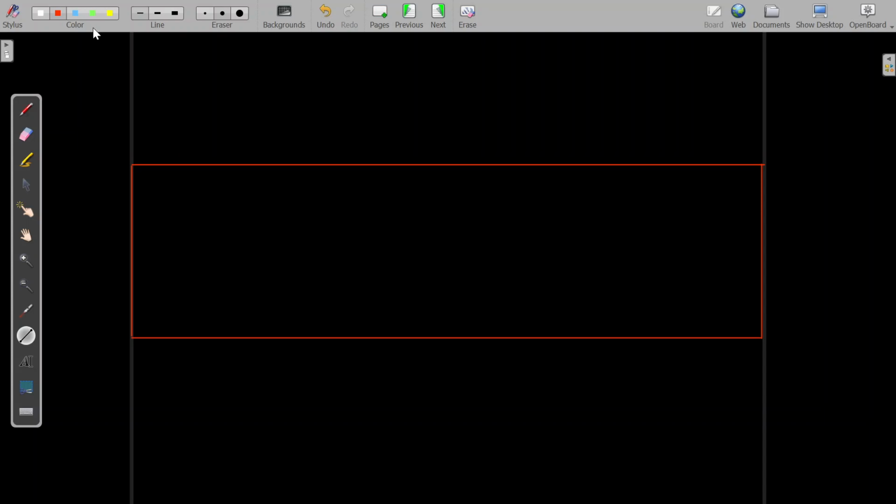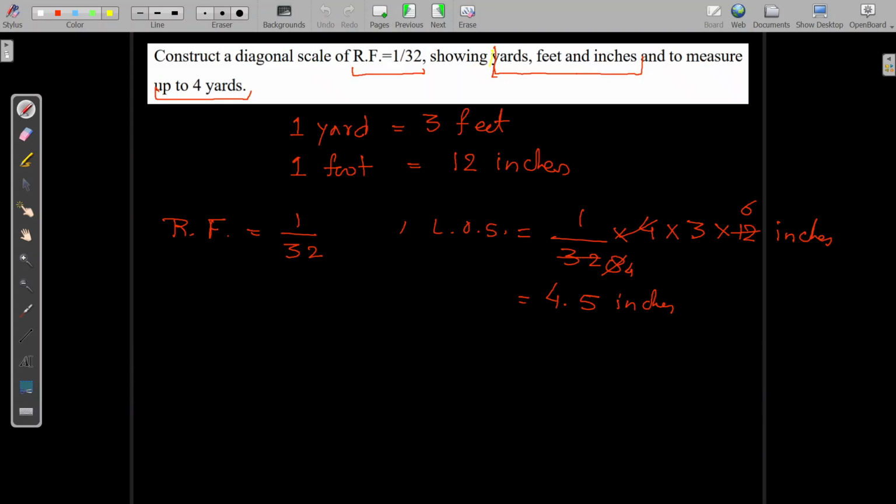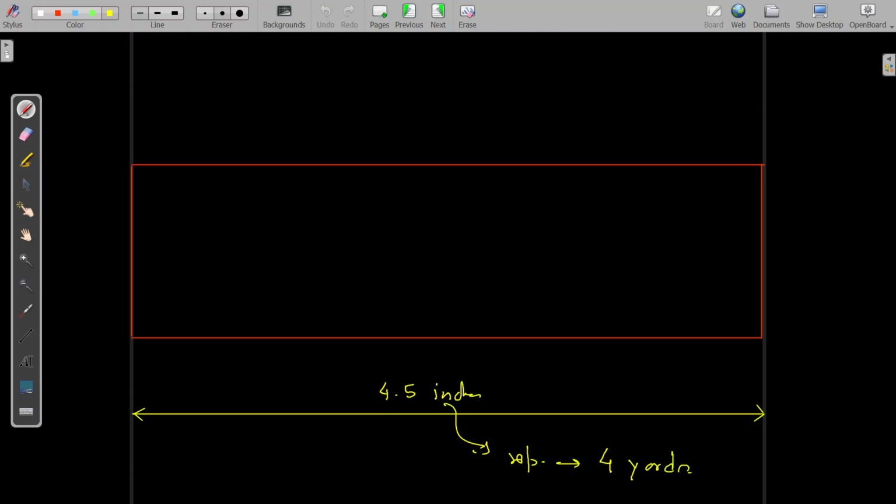Okay, this is the length of 4.5 inches. Okay, and this 4.5 inch length is representing what? 4 yards. Okay, now again go back to the question, what we have to represent. We have to represent single yard, feet and inches. Okay, so this whole length is representing 4 yards.